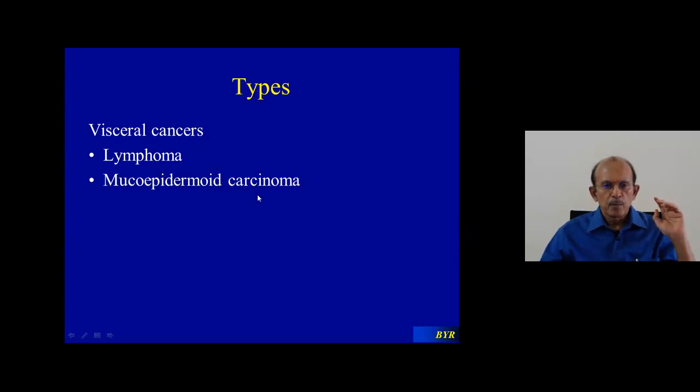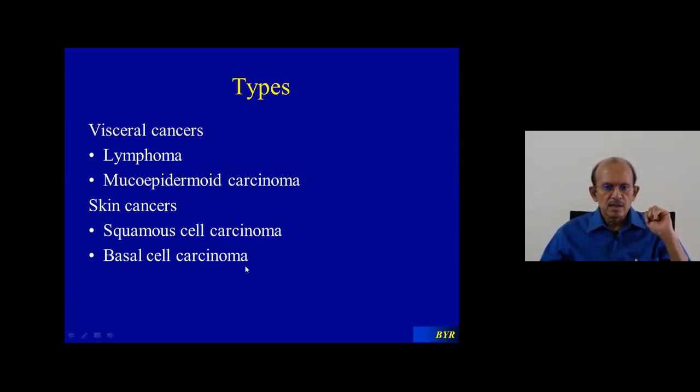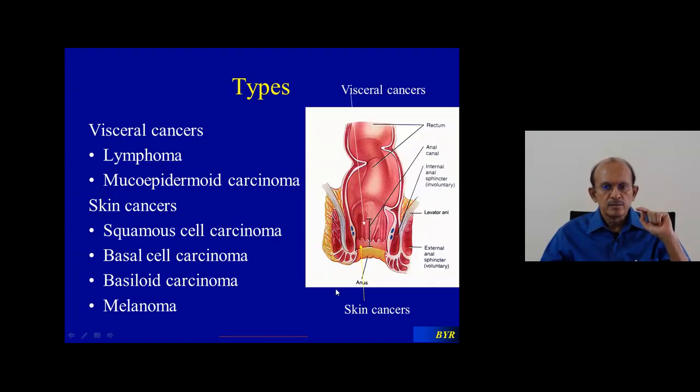Lymphoma, mucoepidermoid carcinoma. So below the dentate line, it is skin cancer. Squamous cell carcinoma, basal cell carcinoma, basaloid carcinoma, and melanoma. So the same cancers which occur in the skin, they occur in the anal canal. So this is the dentate line.